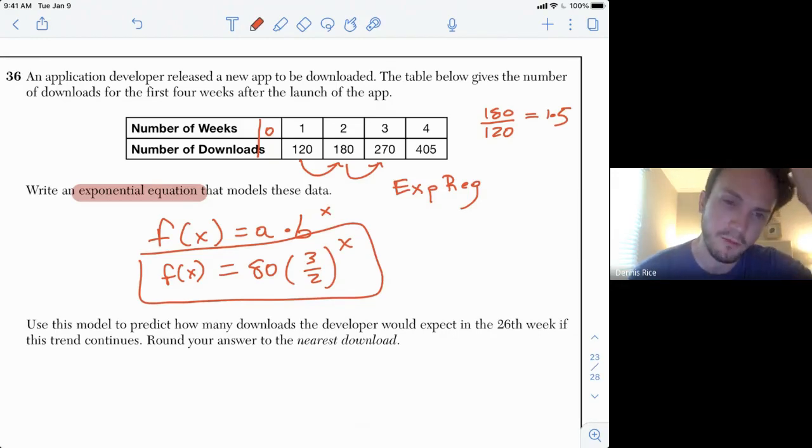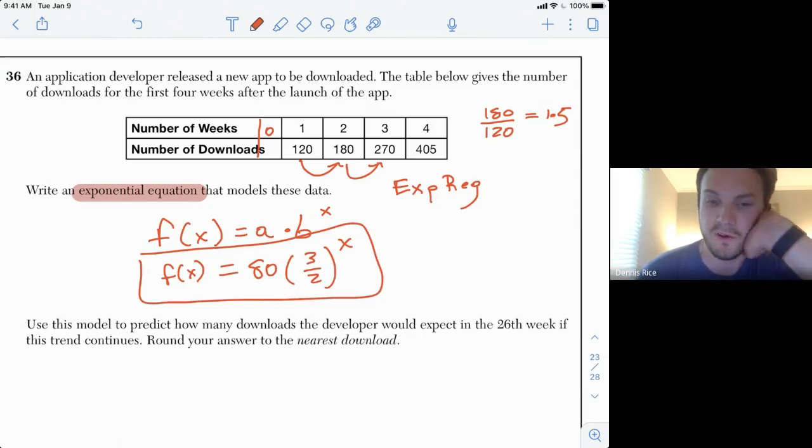Oh, this one had a really weird one. I forgot about this one. Okay. Use this model to predict how many downloads the developer would expect in the 26th week, rounding to the nearest download. So how can we do that? If it doesn't say algebraically, Rachel, your reasoning could be like, I used my calculator, and just mention what you did. You don't have to say every button, like, I did an xreg on my calculator.